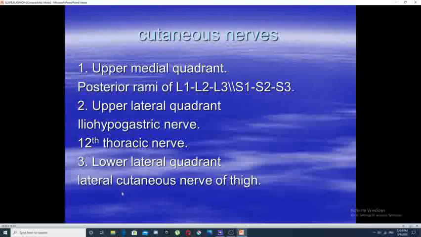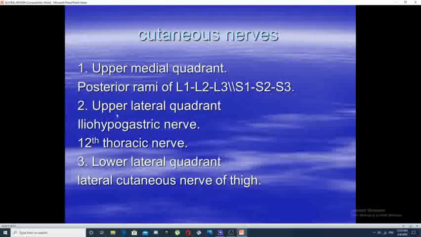First, we will start with sensory nerve supply to the skin of the gluteal region. Cutaneous nerve supply to the gluteal region derived from the following nerves. First, posterior rami of the spinal nerve lumbar 1, lumbar 2, lumbar 3, sacral 1, sacral 2, and sacral 3, and these are responsible for supplies the skin over the upper medial quadrant.